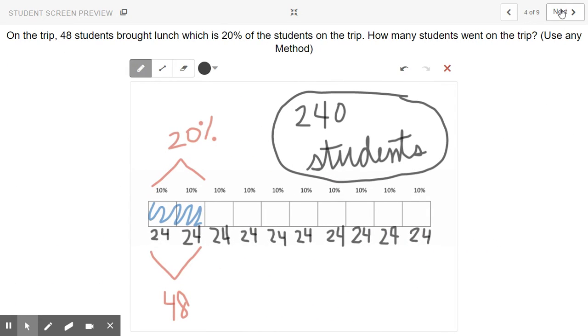On the trip, 48 students brought lunch, which is 20% of the students on the trip. How many students went on the trip? Use any method. For 20%, I shaded 2 boxes. That's how many of the students who went on the trip brought lunch, and that equals 48 students. So the 2 shaded boxes represent 48 students. To figure out how much goes in one, I did 48 divided by 2, which is 24. That means 24 goes in each box. So in all, there are 240 students that went on the trip.